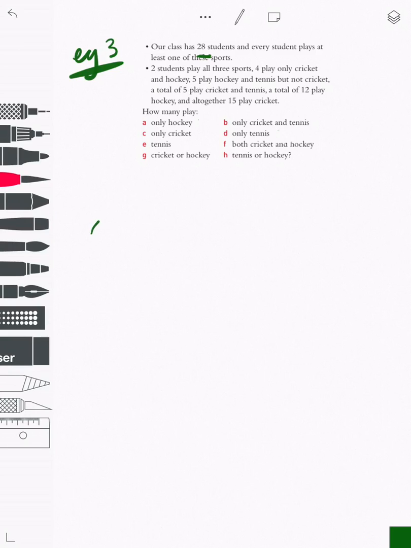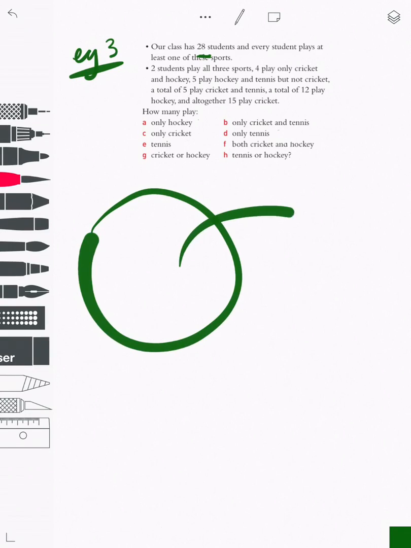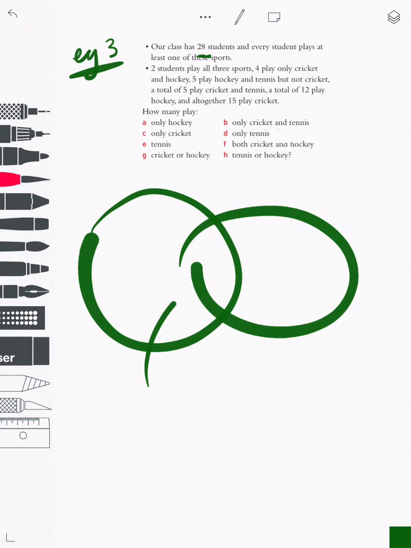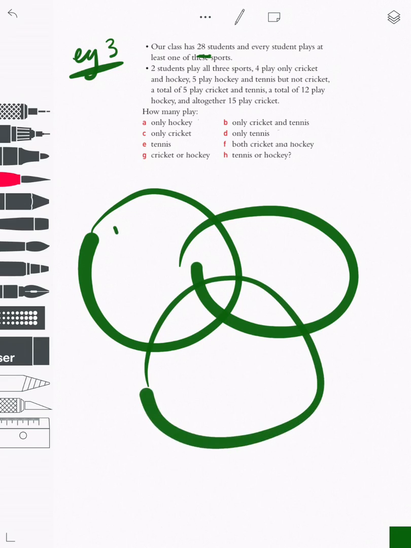So I can make 3 circles, 1, 2, and 3, and I can label this hockey. Actually, I won't label that hockey.